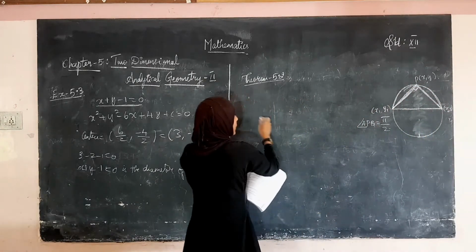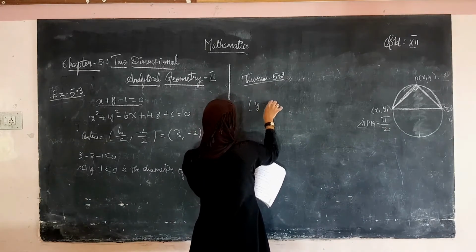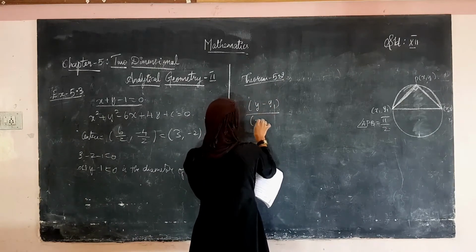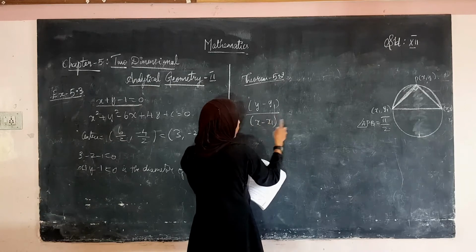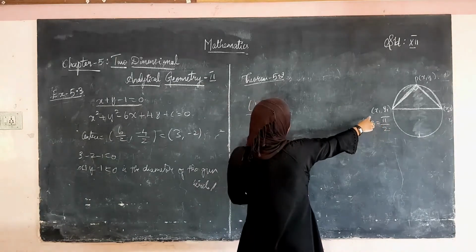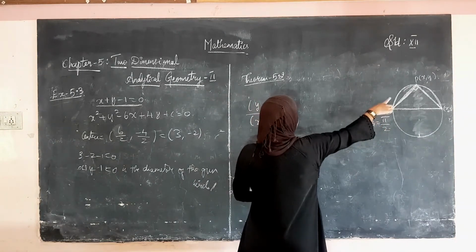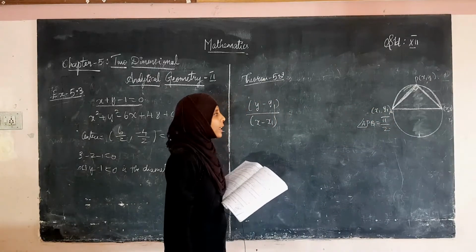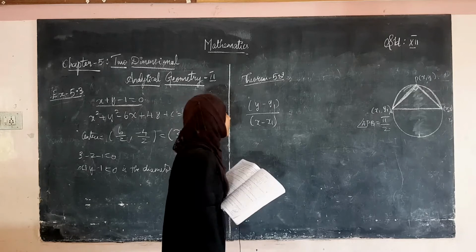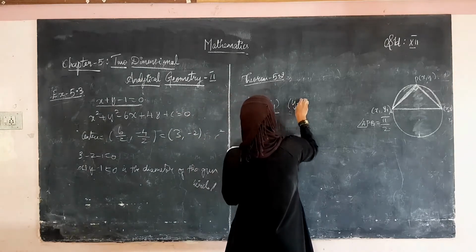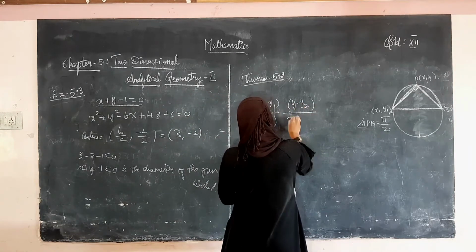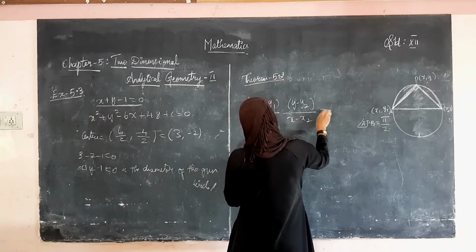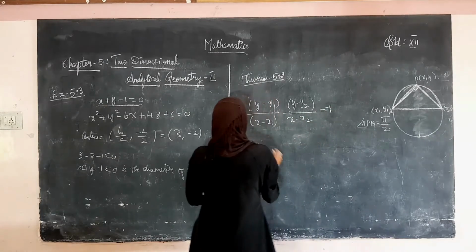So what will we get? We get (y minus y1) divided by (x minus x1). This is the slope of this line, AP. And the slope of PB is (y minus y2) divided by (x minus x2). Their product is equal to -1. Okay, then what happens?